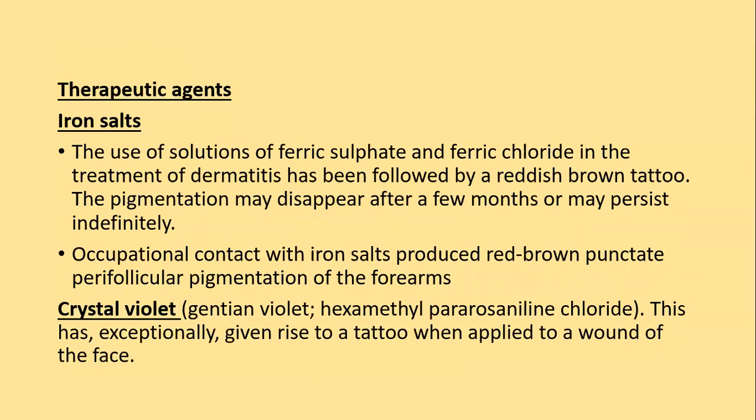Therapeutic agents, iron salts. The use of solutions of ferric sulfate and ferric chloride in treatment of dermatitis has been followed by reddish-brown tattoos. The pigment may disappear after a few months or persist indefinitely. Occupational contact with iron salt produces red-brown punctate perifollicular pigmentation of the forearms. Crystal violet, gentian violet, has exceptionally given rise to tattoo when applied to a wound or a face.